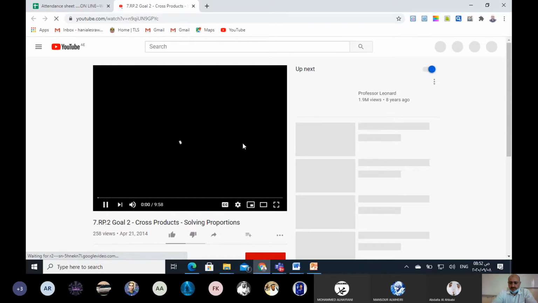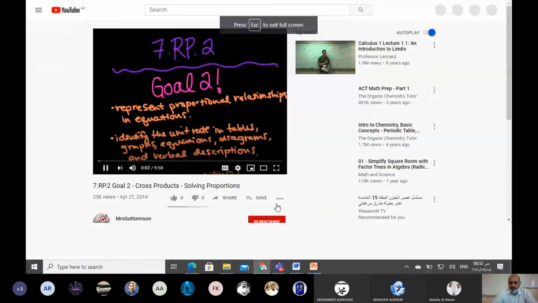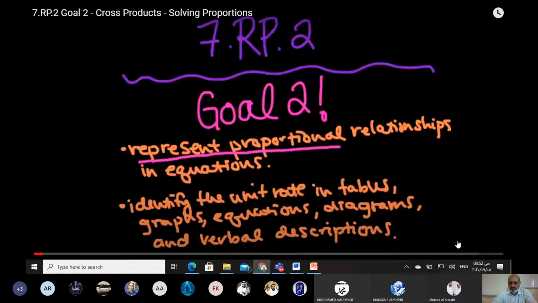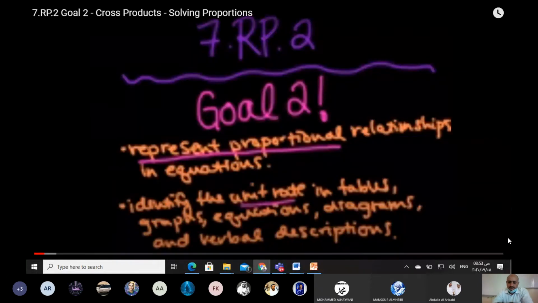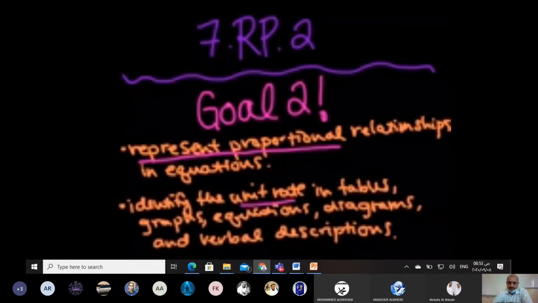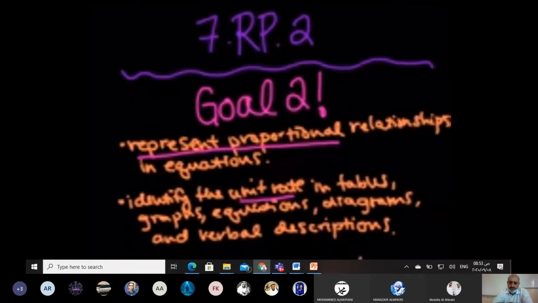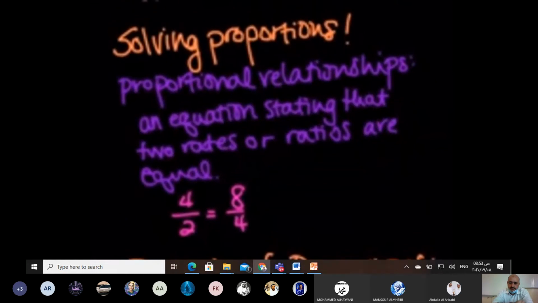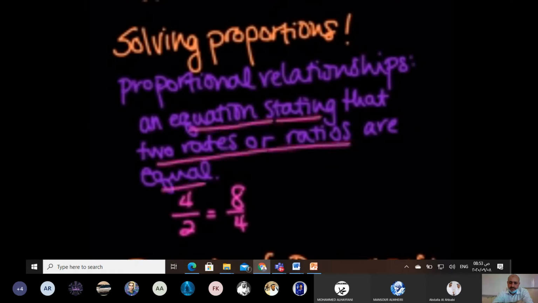Welcome to 7RP2. This is goal number 2, and in this goal you are going to be working on representing proportional relationships in equations, and you are going to be able to identify the unit rate in tables, graphs, equations, diagrams, and verbal descriptions. So to get us started, let's talk about solving proportions. Proportional relationships are equations that state that two rates or ratios are equal.